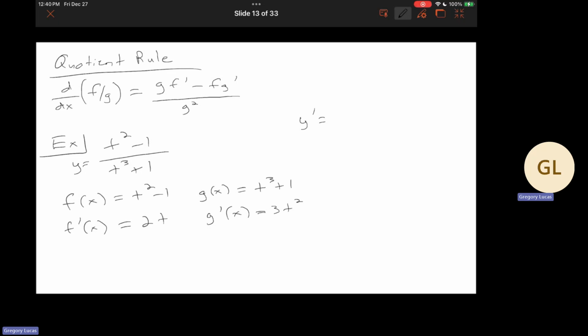So y prime would be g times f prime. So g is t to the third plus 1 times f prime, which is 2t. Then we do minus f, which is t squared minus 1. And then we have times g prime, which is 3t squared, over g squared, so t to the third plus 1, squared. And I'm perfectly happy if you leave it there. No reason to multiply that all out. You probably can multiply out the numerator pretty easily and do some simplifying, but this is what I'm looking for here.